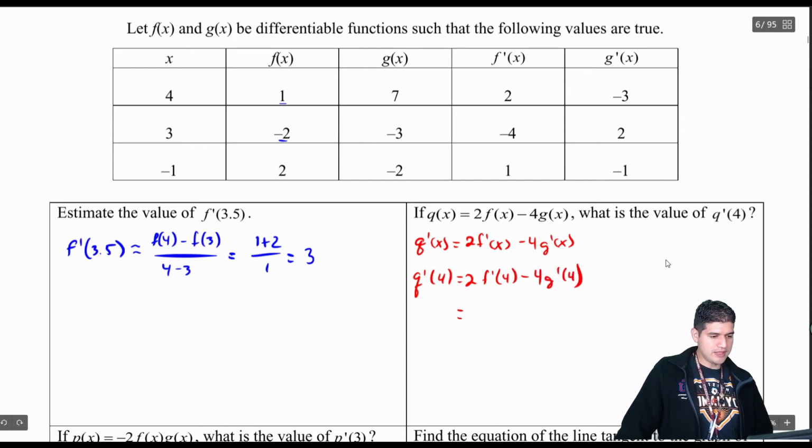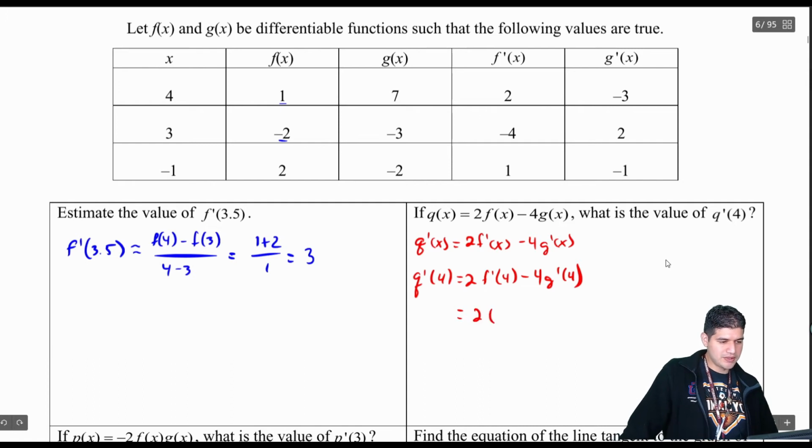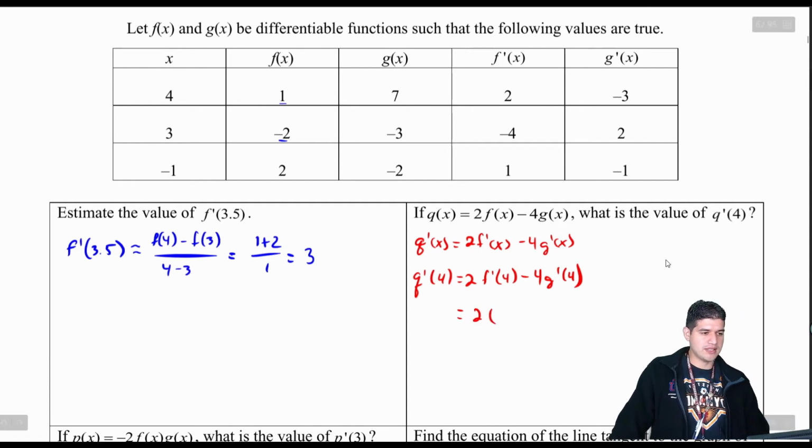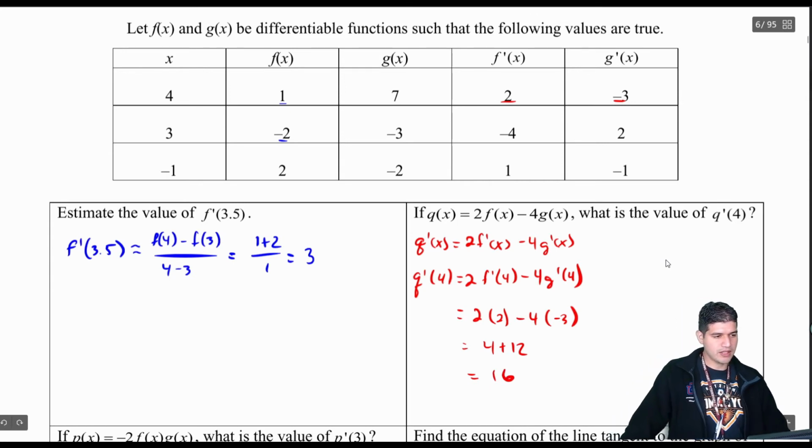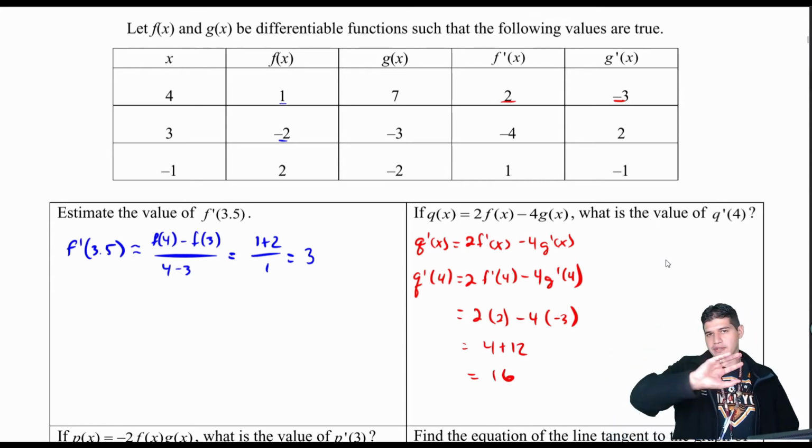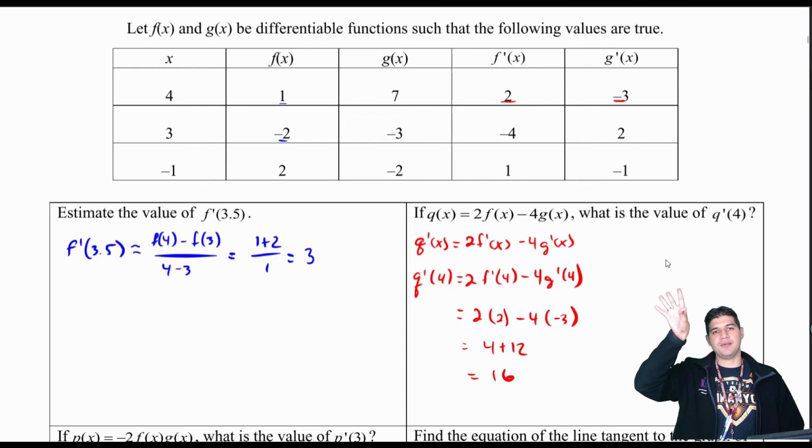Let's see what we can do. 2 times f prime of 4, that's going to be 2 right there. Minus 4 times g prime of 4, which is negative 3. So I get 4 plus 12, which is 16. Again, I'm trying to color code it as much as possible. I'm just grabbing these values from the table above.